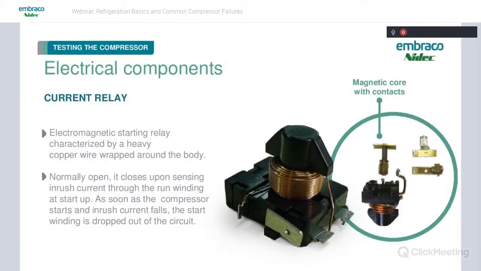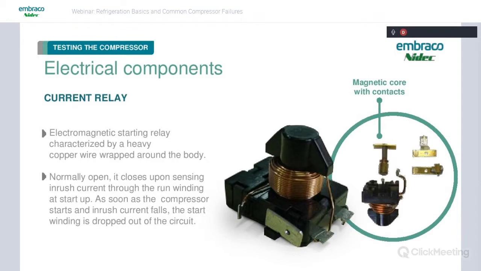So that current relay, it's very common, and you can tell it's a current relay by looking at that heavy copper wire wrapped around the body. It's basically the coil of the relay. It's normally open, and how it works is it closes when the compressor starts, it senses the heavy inrush current through the run winding at startup. As this coil senses that inrush current, it's going to pull this plunger in and energize the contacts of the start winding. So like I said, it's normally open.